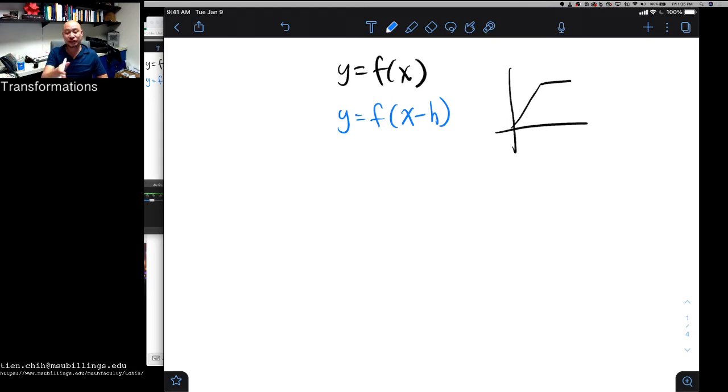So by subtracting h, what you're doing is you're shifting out by h, right? And so that action is just shifting everything to the right by h units. And if h were negative, then you'd be shifting things to the left, because now things happen sooner than when they would have happened before.